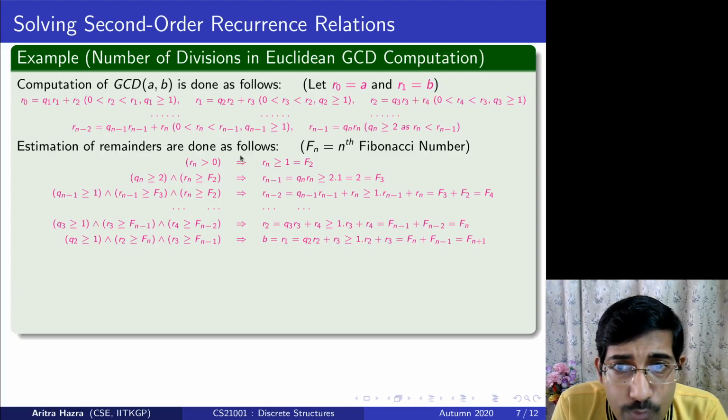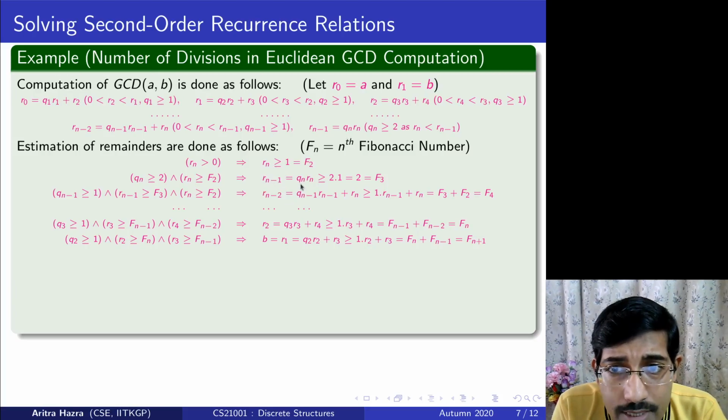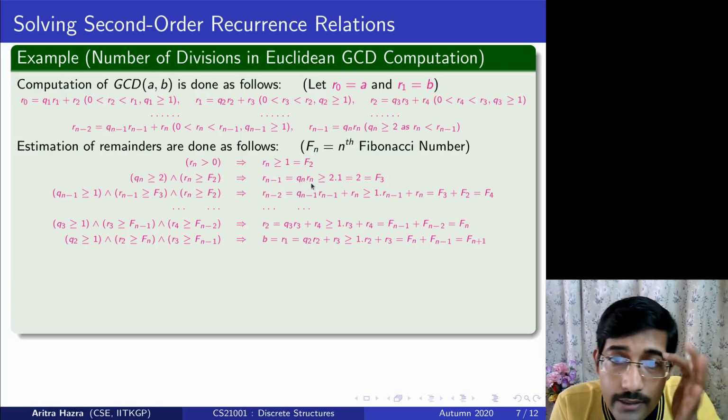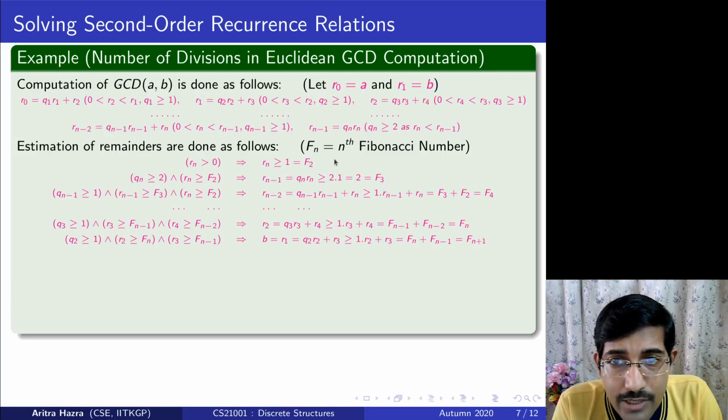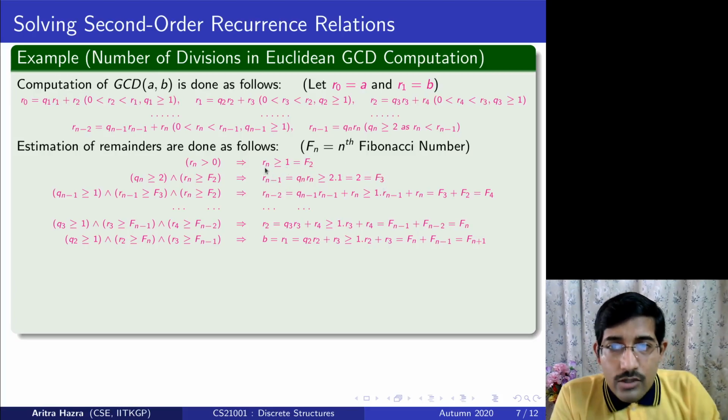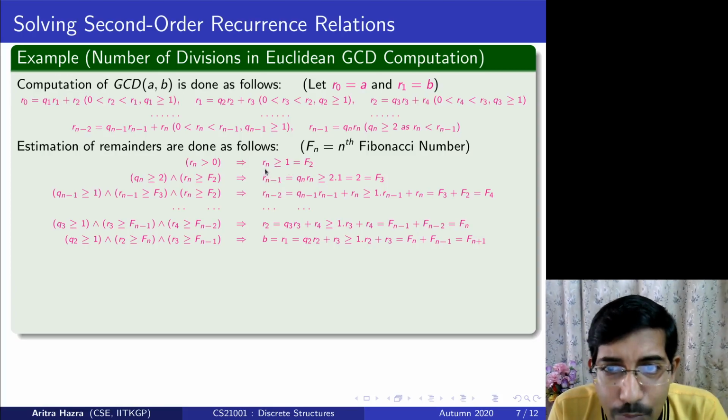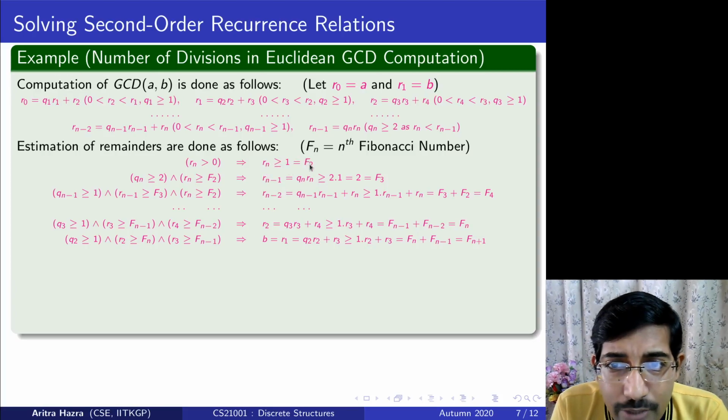Just moving one step backward, what can I say about Rn minus 1? Rn minus 1 is equal to Qn Rn. Qn is greater than or equal to 2, Rn is greater than or equal to F2. So it is 2 into F2, which is 2 into 1 equal to 2, which is F3. See, Rn minus 1 is at least F3. What I am trying to do here is bound every Ri with respect to a Fibonacci number, and I am successful up to this point.